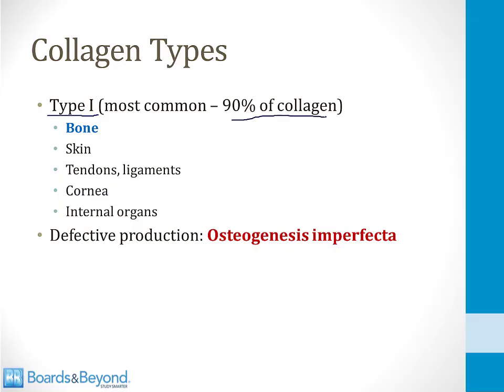This is found in a number of locations, including bone, and I've bolded the word bone because it's helpful if you remember that type 1 collagen is important for bone, because later we'll talk about a rare condition called osteogenesis imperfecta, which is also called brittle bone disease. And this condition results from abnormal formation of type 1 collagen, and it leads to frequent fractures. Other locations for type 1 collagen include the skin, the tendons, and ligaments. You can find it in the cornea of the eye. You can also find it in some internal organs.